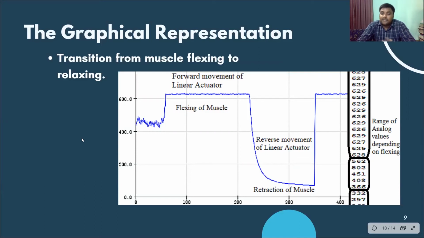Also, there is another part in our design, which is if any user holds or flexes his muscle for more than 10 seconds, then the linear actuator will hold its position there until the user again flexes the muscle. So using that, the user can hold a certain level up to the time he or she wants.